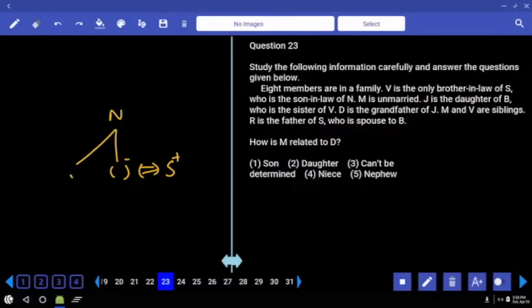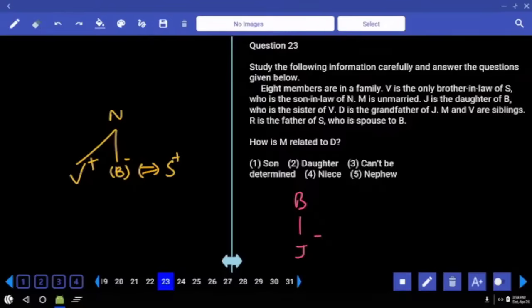Now only brother-in-law is one of the possibilities, and that means spouse's brother. And S is the son, M is unmarried, and J is the daughter of whom? J is the daughter of B. B is here, J is the daughter of B. And B is the sister of B.